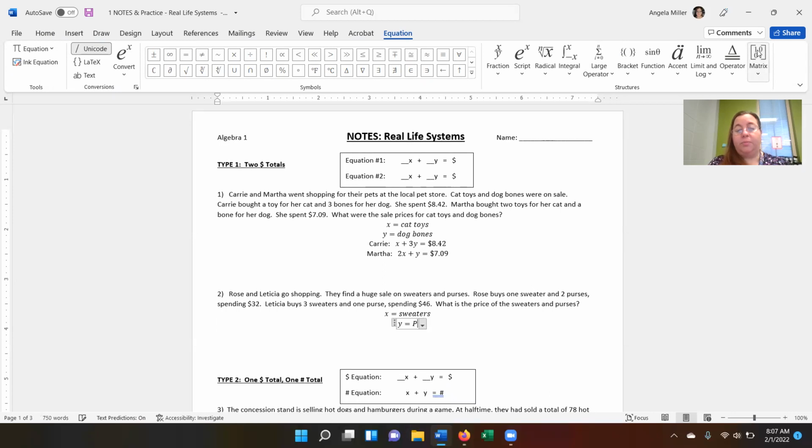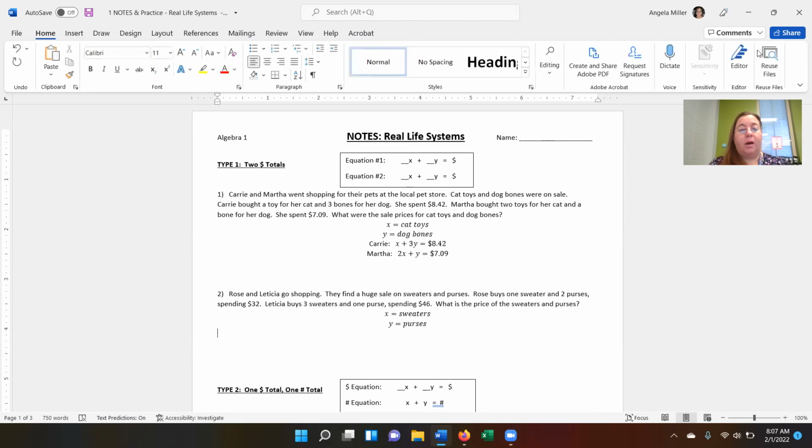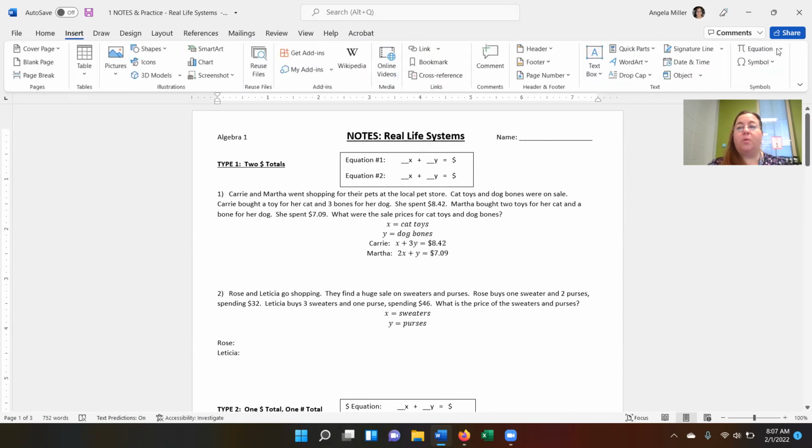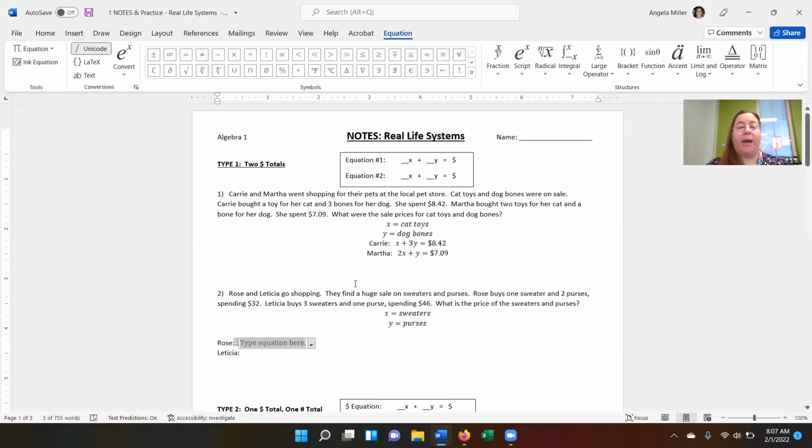Y equals purses. Perfect. All right, so again, we have 2 people. So we're going to do Rose and Leticia. Perfect. So now we're going to go back to Rose and we're going to say, okay, so what is Rose's equation? What did Rose buy, right?